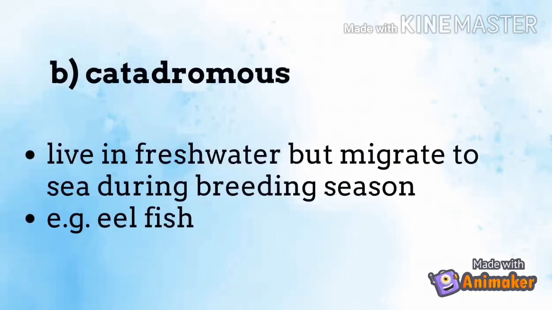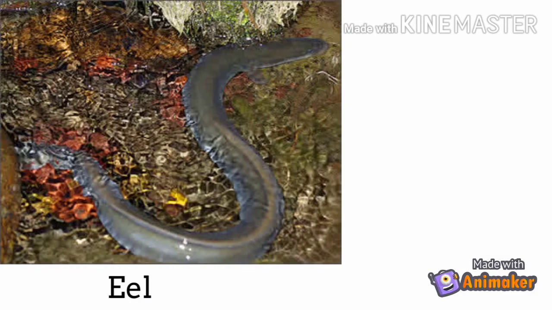Catadromous is when the fish live entirely in freshwater but migrate from freshwater to the sea to breed. For example, this type of migration involves movement of large individuals of eelfish from genus Anguilla, which inhabit European and North American river.